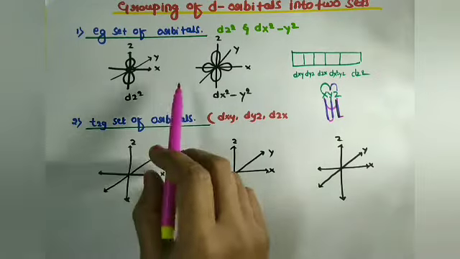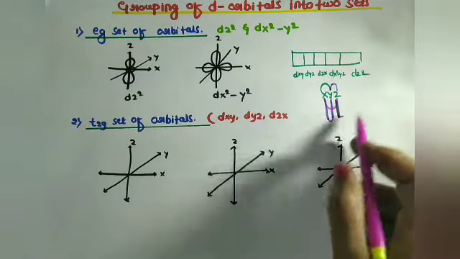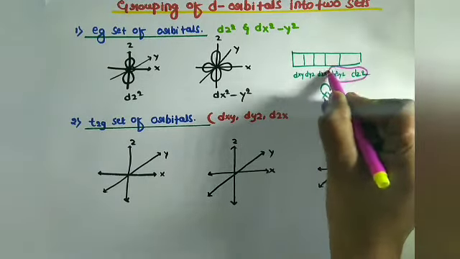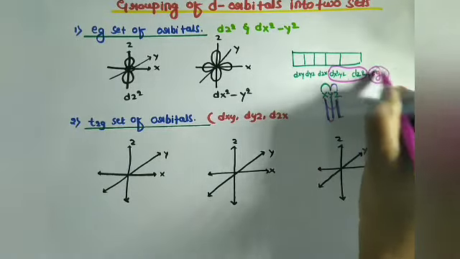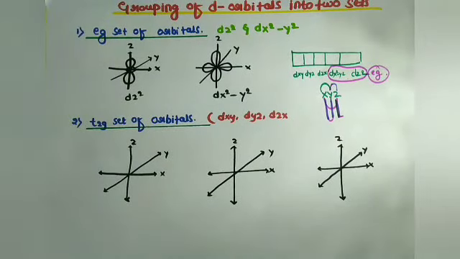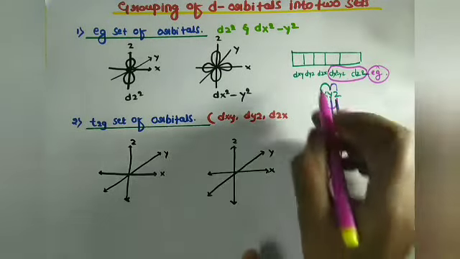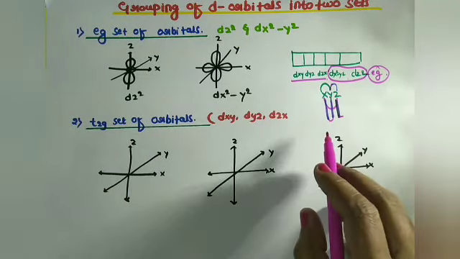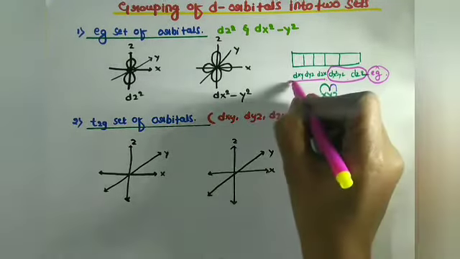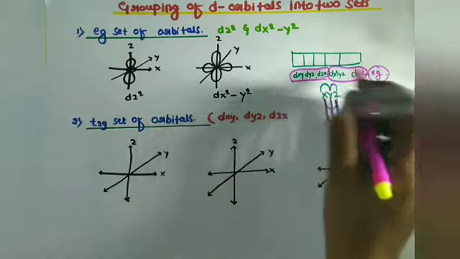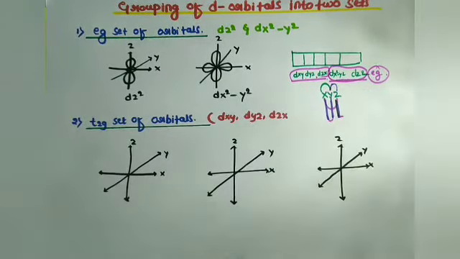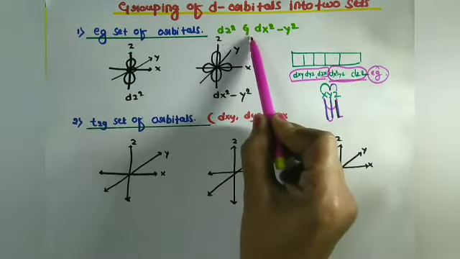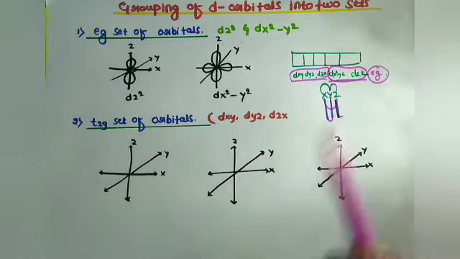Out of these, dz square and dx square minus y square are the eg set of orbitals. Then dxy, dyz and dzx are the t2g set of orbitals. This is the triplet state and this is the doublet state. So the eg set of orbitals are dz square and dx square minus y square.